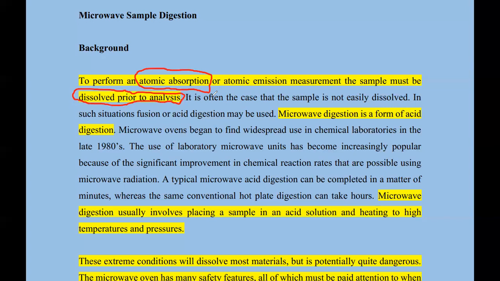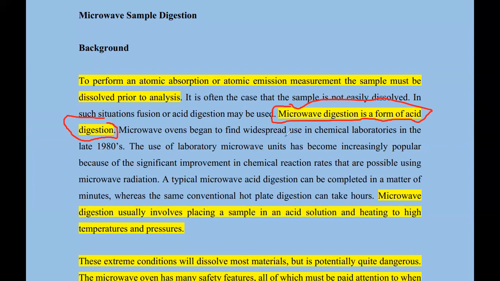Now, before you dissolve that sample, some samples are not easy to dissolve in water. That's why to dissolve them, you might use an acid. Of course, some metals may dissolve in acids at room temperature. Other metals may not dissolve in acids at room temperature unless you increase the temperature. So microwave digestion is a form of acid digestion, which is wet ashing.